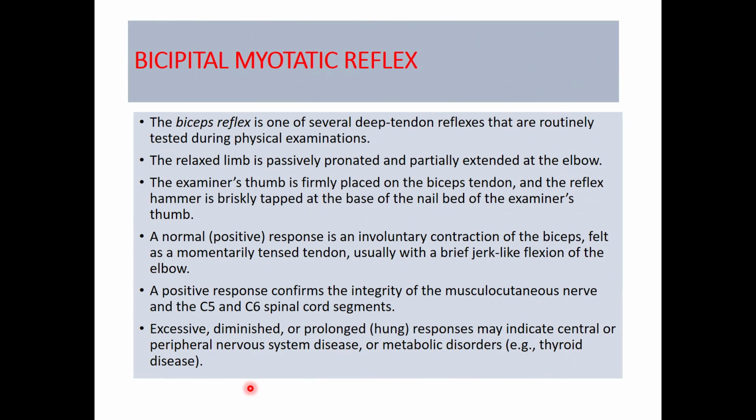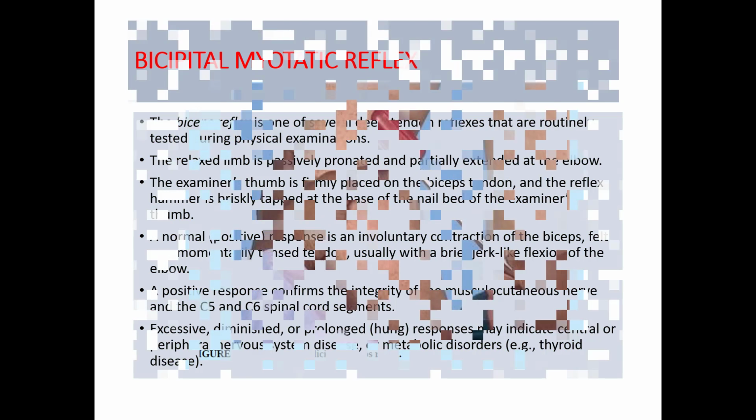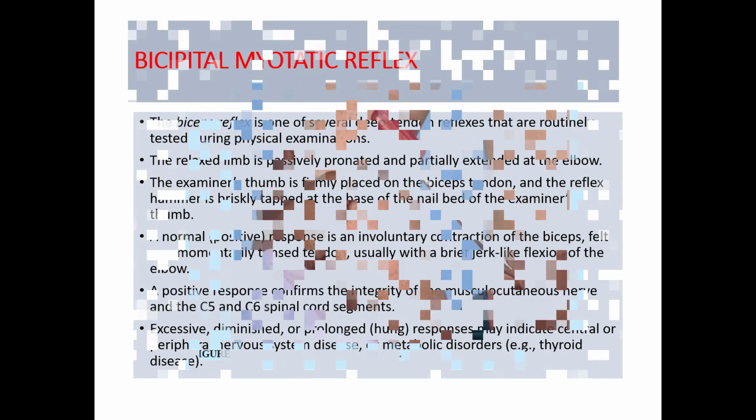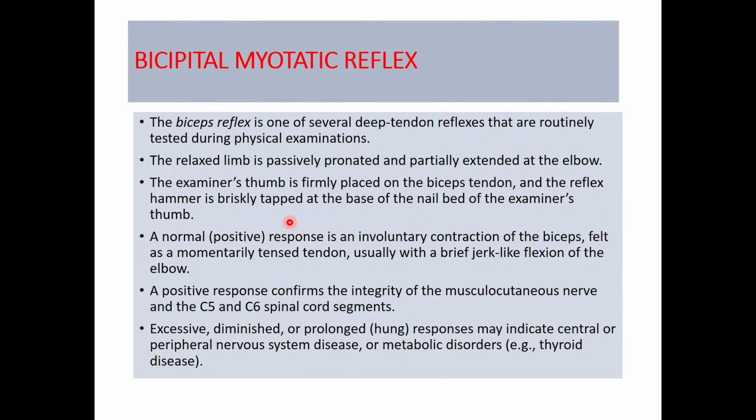Now some of the clinical applications. Bicipital myotatic reflex. The biceps reflex is one of the several deep tendon reflexes that are routinely tested during the physical examination. The relaxed limb is passively pronated and partially extended at the elbow. The examiner's thumb is firmly placed on the biceps tendon. See here in this diagram, here is the biceps tendon and here the thumb is placed.